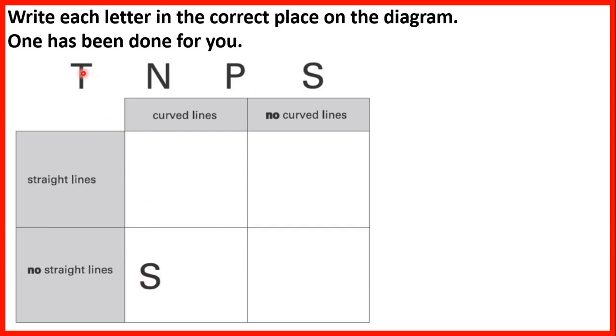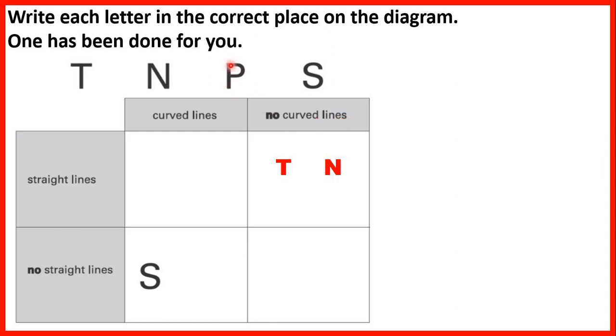So now let's look at the letter T. We can see that we have 2 straight lines, but we don't have any curved lines. So we need to write T in this section here, because the letter T only uses straight lines and does not use curved lines. Now for N, we need to write that in this section here as well, because the letter N has straight lines but does not have any curved lines.